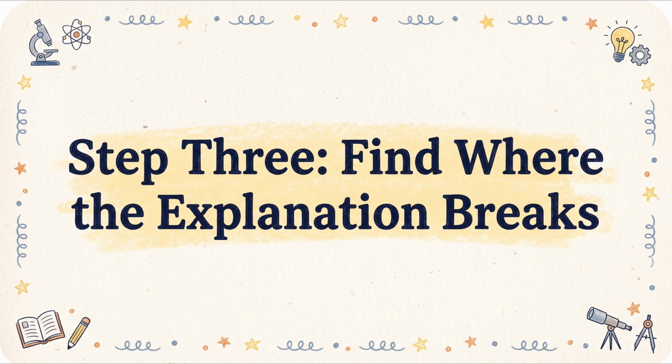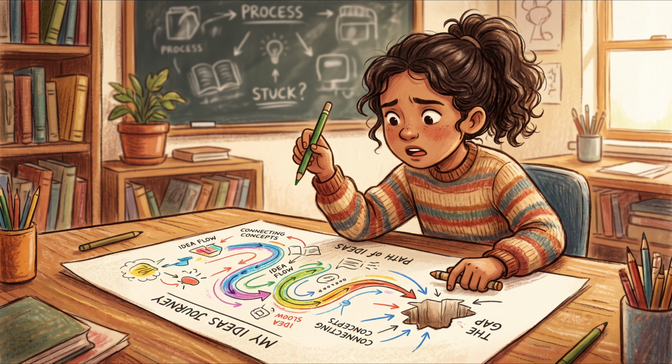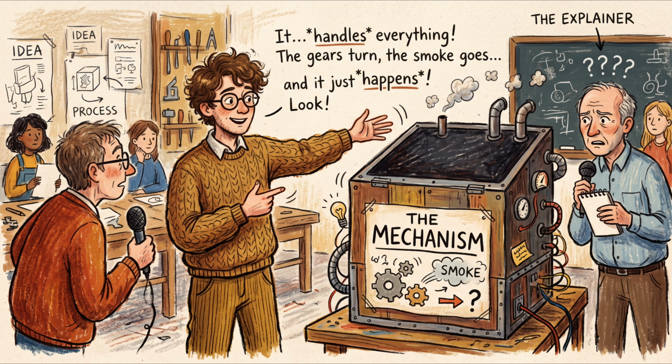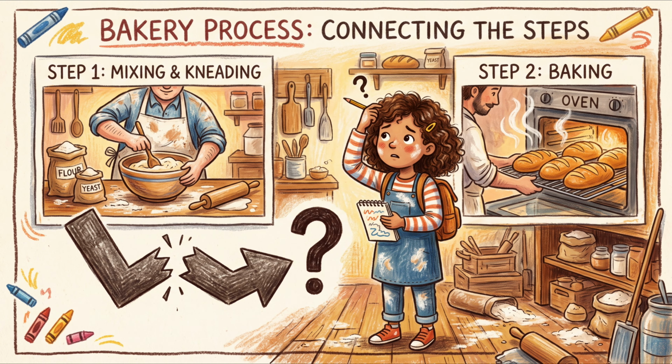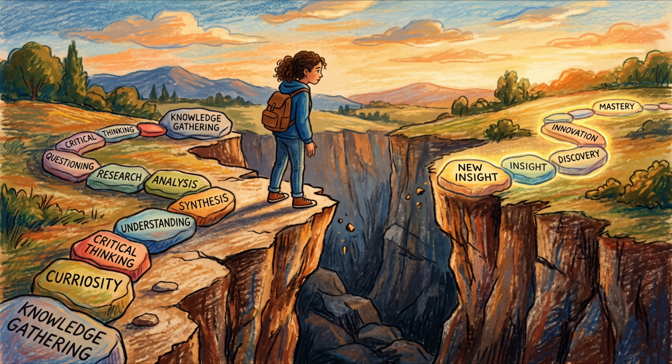Step 3. Find where the explanation breaks. As you explain the subject, something interesting will happen. You will get stuck. You may say, "And then something happens," or "the system basically handles it," or "this somehow causes the next step." These phrases are warning signs. They show that your explanation has reached a gap.